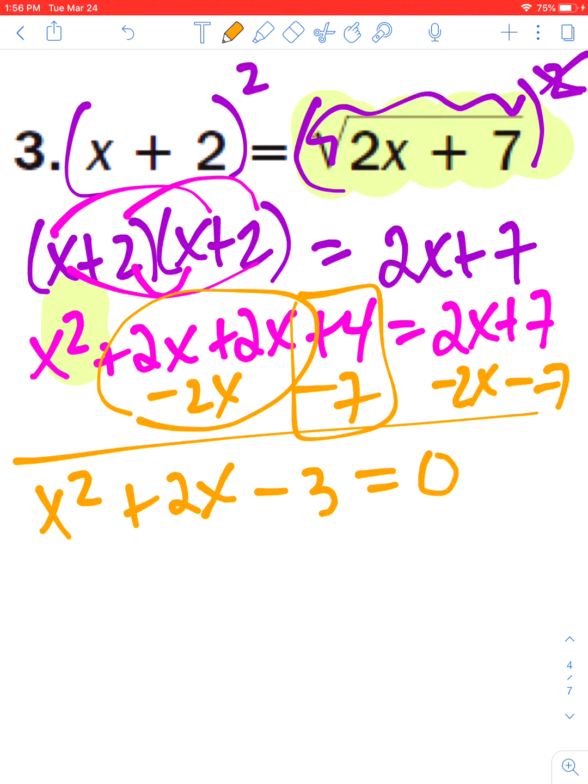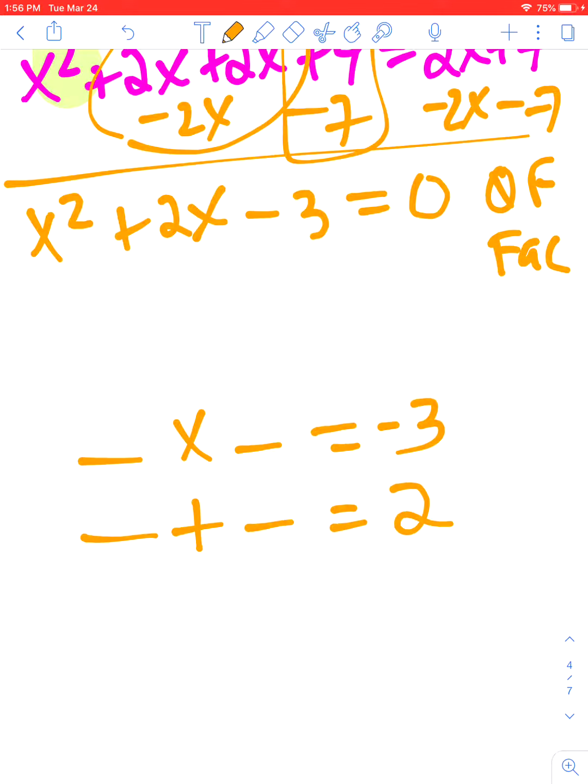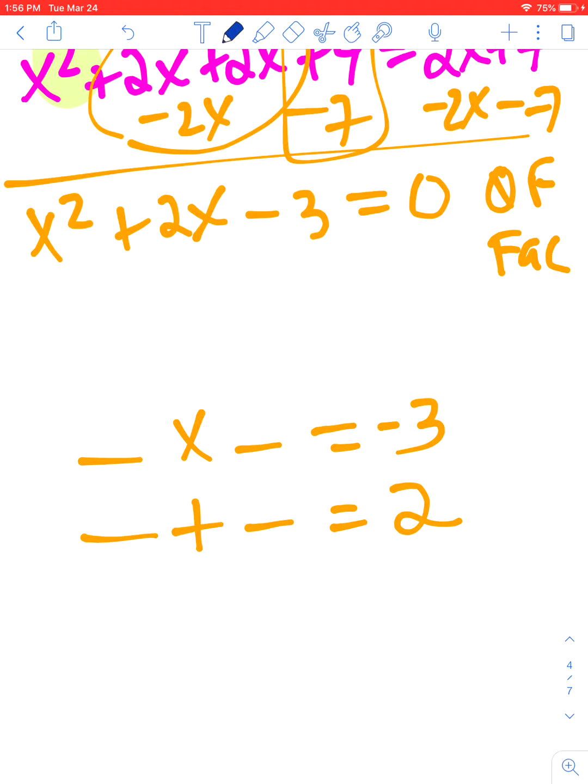Again, you can use quadratic formula if you would like, but I'm going to factor. I'm going to ask myself, what two numbers multiply to give me a -3, but add to give me a 2? And those two numbers are going to be 3 and -1. 3 times a -1 is -3. 3 plus a -1 is 2. If you need to AC it, please do so.